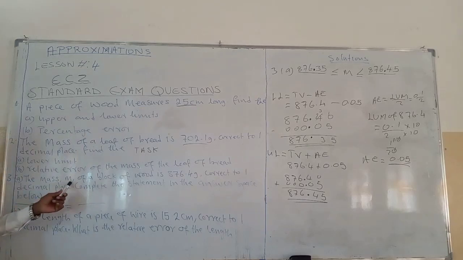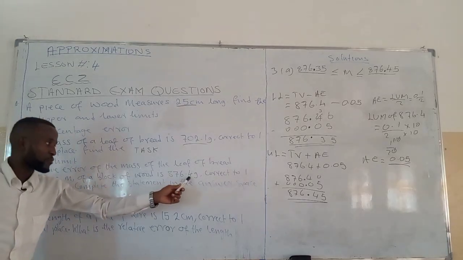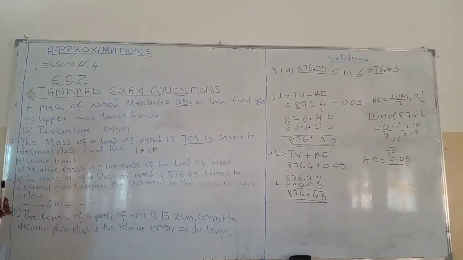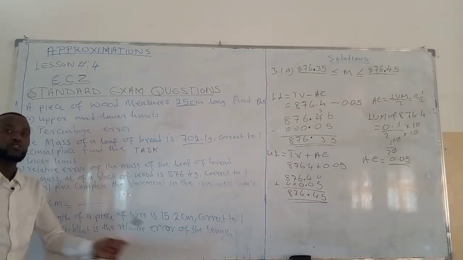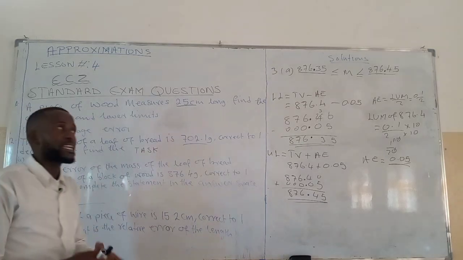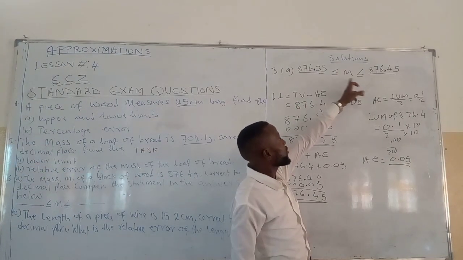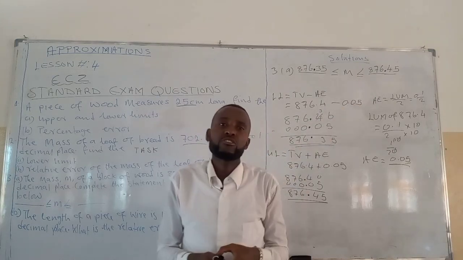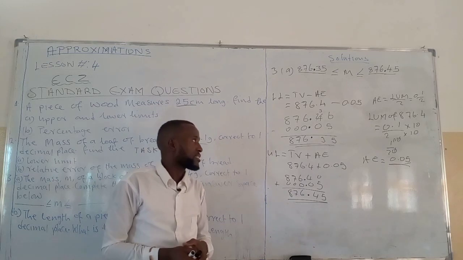The question says the mass M of a block of wood is 876.4 grams, correct to 1 decimal place. Complete the statement in the answer space below. So we are simply saying that the lower limit should be less or equal to mass, and mass should be less or equal to the upper limit. You cannot go beyond the upper limit. Once you go beyond the upper limit, it means that your answer is not correct. And once you go below the lower limit, it means that your answer is not correct. So you should be in the range of the lower limit and the upper limit. That is what they are talking about here. The inequality symbols simply show us the range in other ways. Once you don't know the range, then you can easily fail.